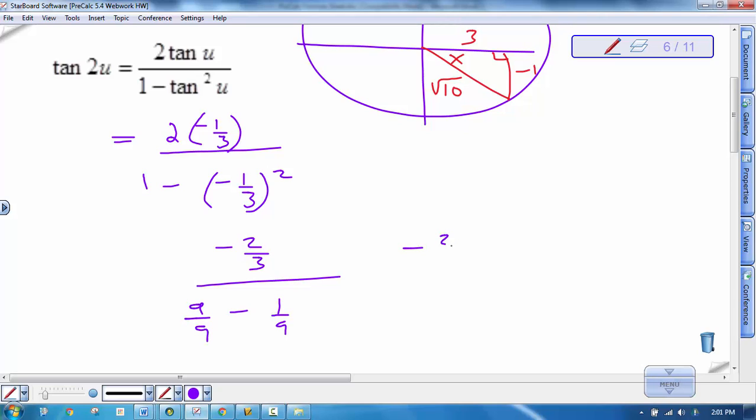And make this negative 2/3 divided by 8/9. Instead of dividing by 8/9, let's multiply by 9 over 8. So move that up. And then 3 goes into 9 3 times, and 2 goes into 8 4 times, so it's negative 3/4 right here.